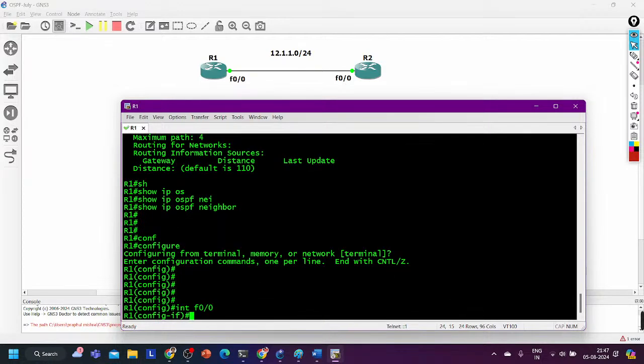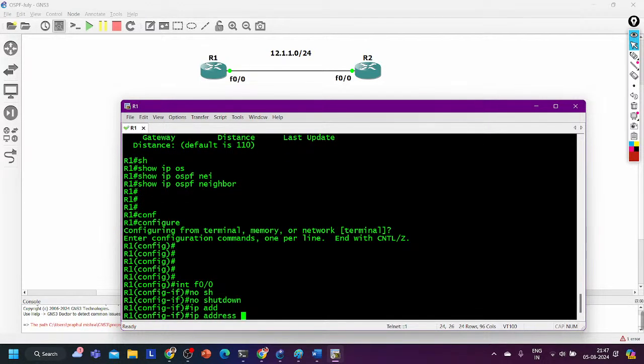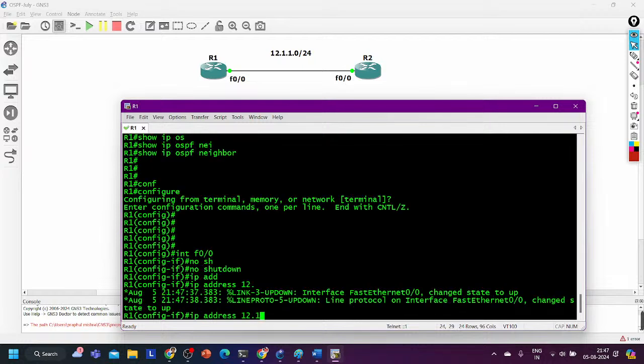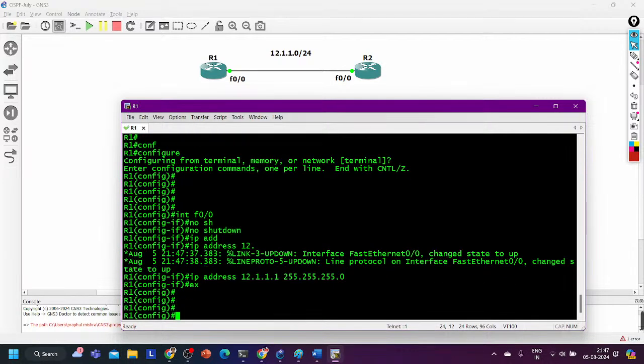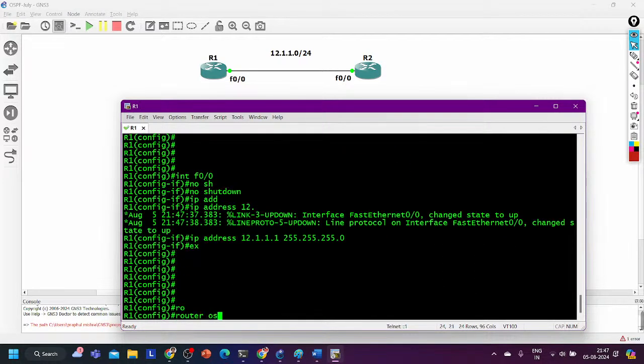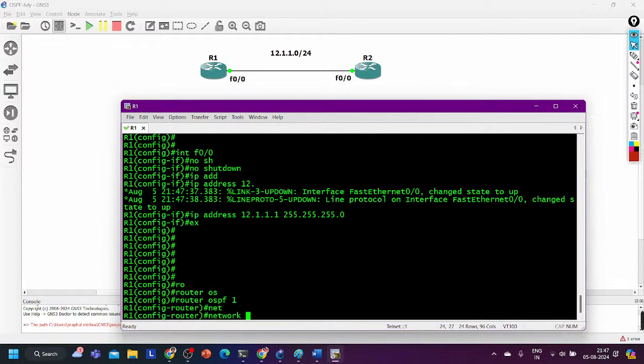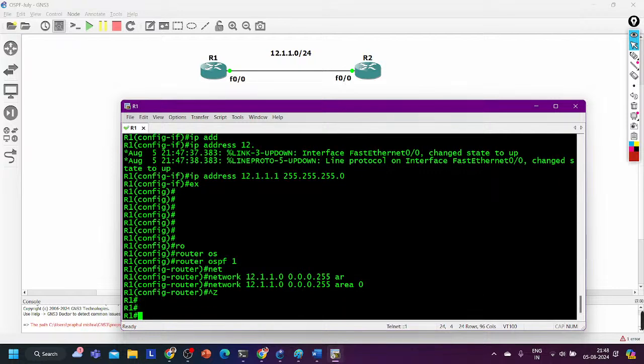Interface F0/0, say no shut, and IP address 12.1.1.1 255.255.255.0. Router OSPF 1 and network 12.1.1.0, and here in OSPF we will use a wildcard mask. So the wildcard mask will be what? 0.0.0.255, and then the area, in which area you are going to advertise it. So in area 0, let's say.